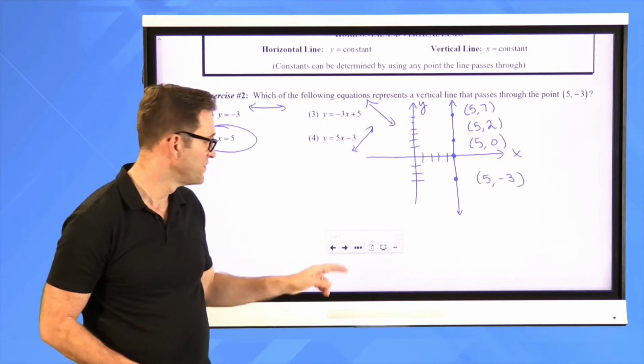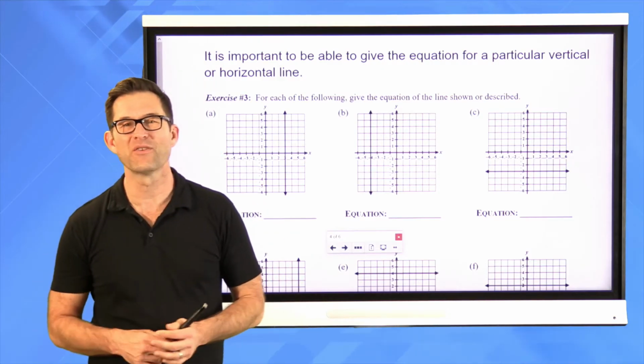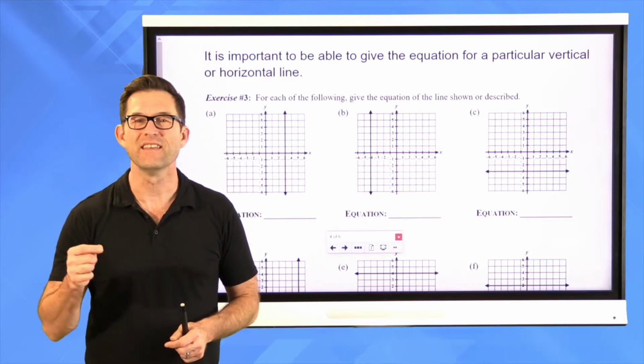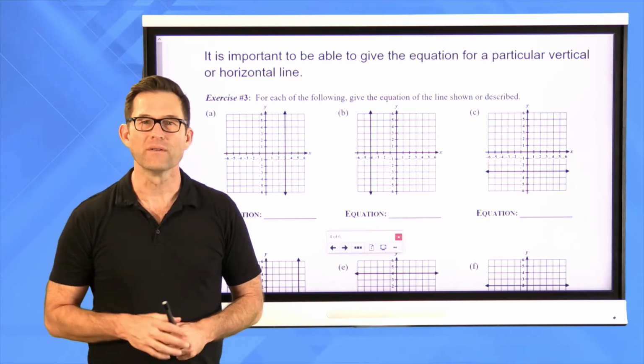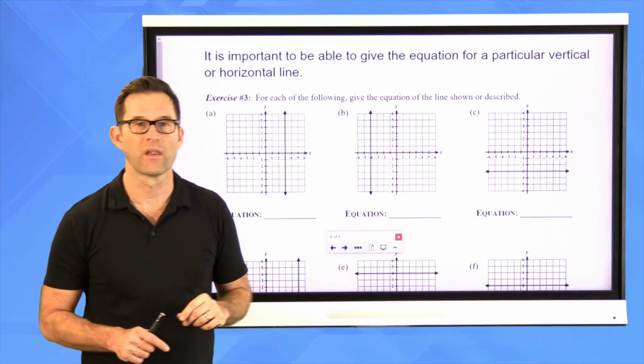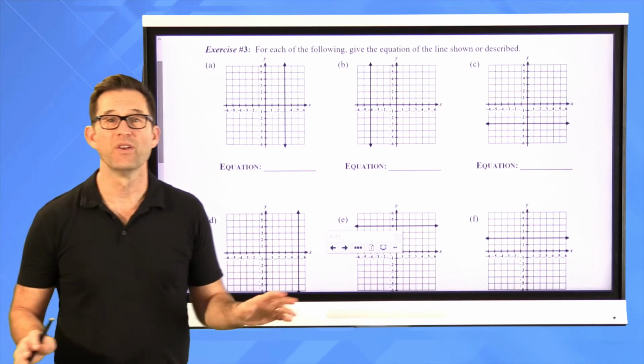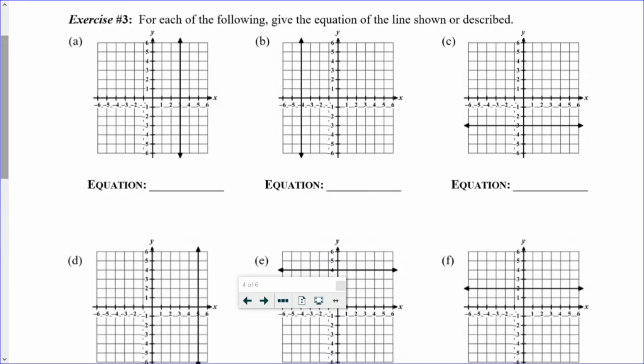So let's get a little practice with these. Again, sometimes in math, one of the trickiest things is the easiest thing. It's important to be able to give the equation for a particular vertical or horizontal line. So exercise number 3, we're going to do that a bunch. Let's take a look. For each of the following, give the equation of the line that's shown or described.